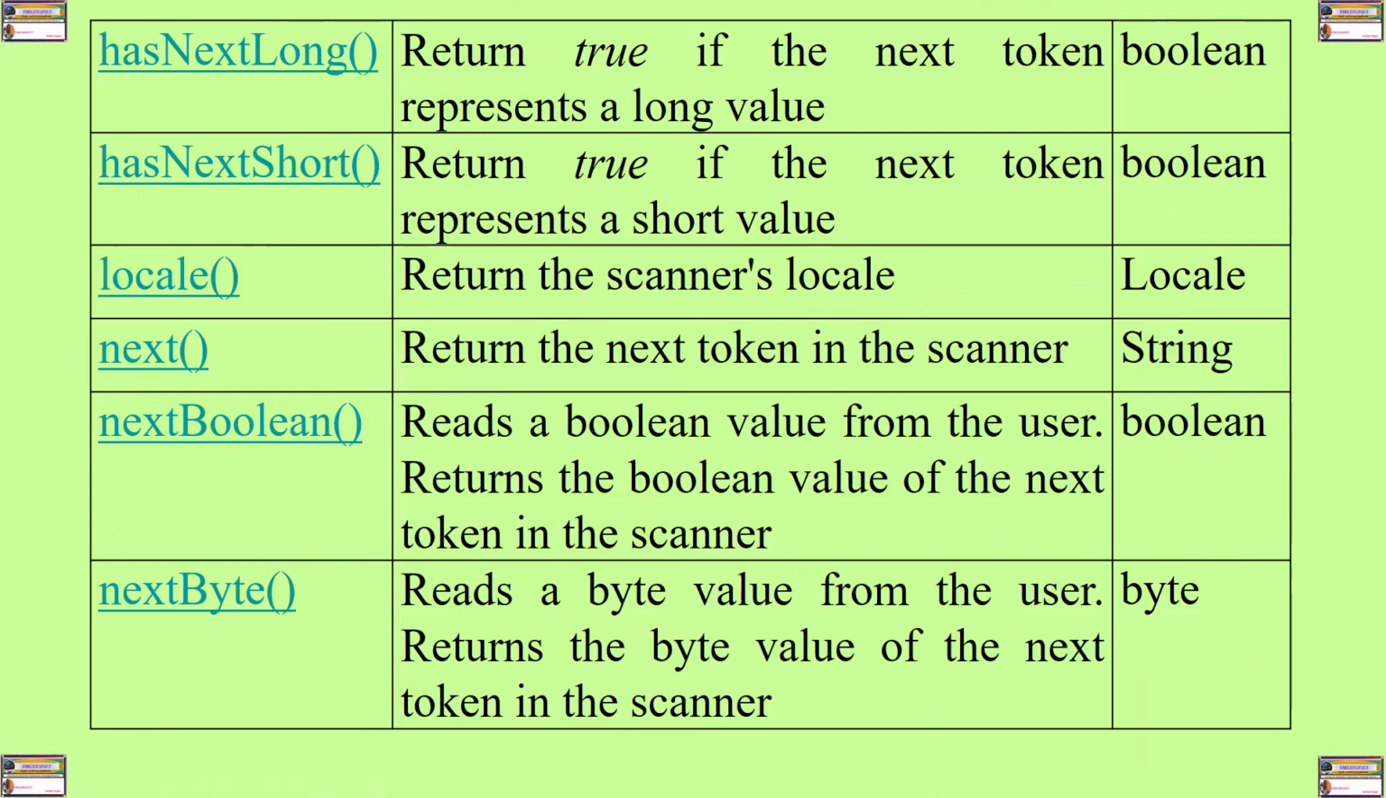We have hasNextLong, boolean, hasNextShort, boolean. We have locale, it returns Locale. We have next, it returns a string. We have nextBoolean, which returns a boolean. We have nextByte, which returns byte.